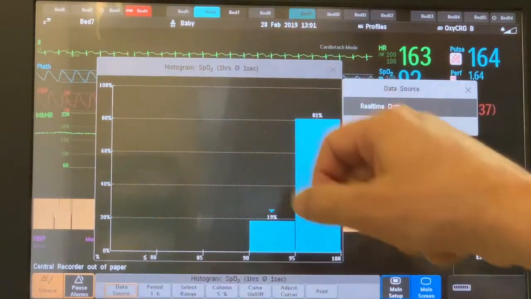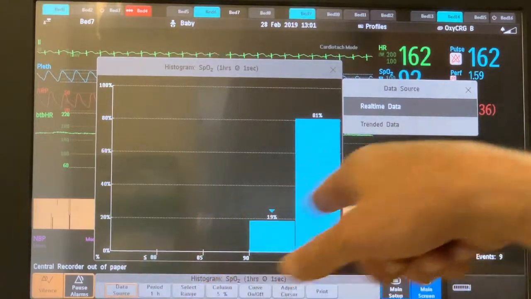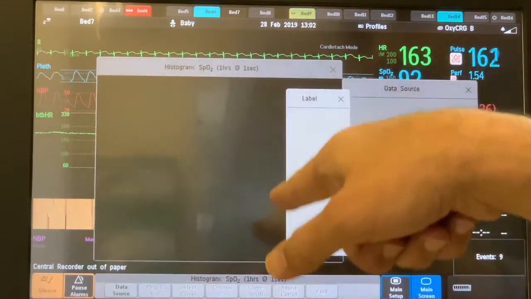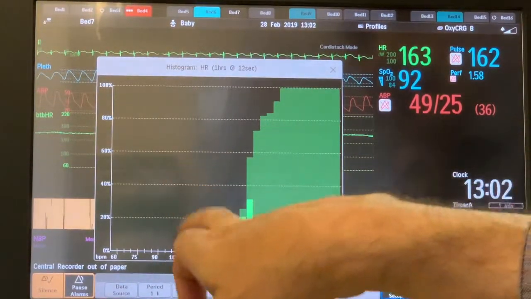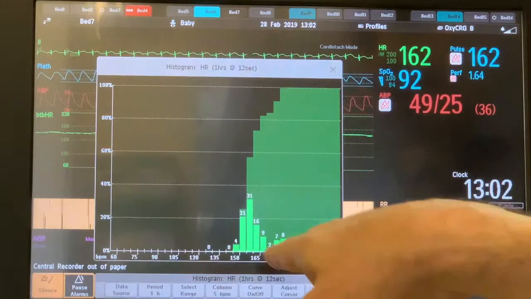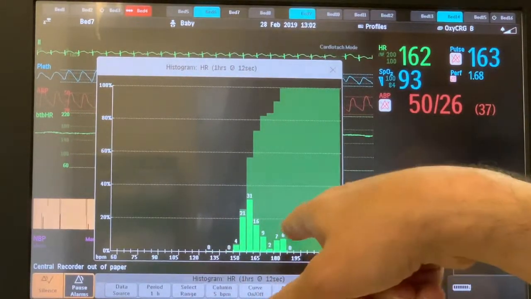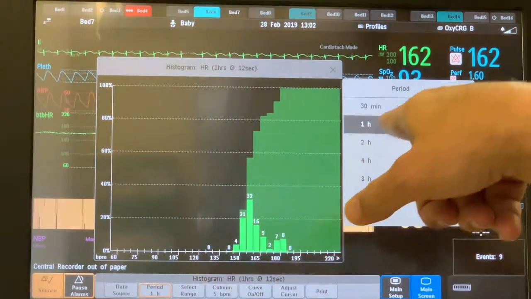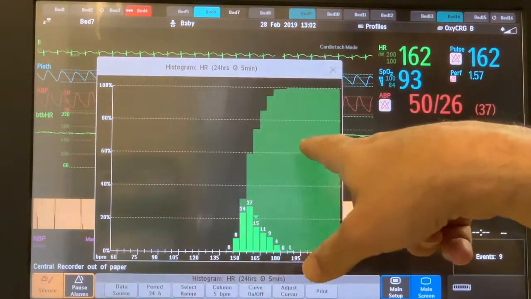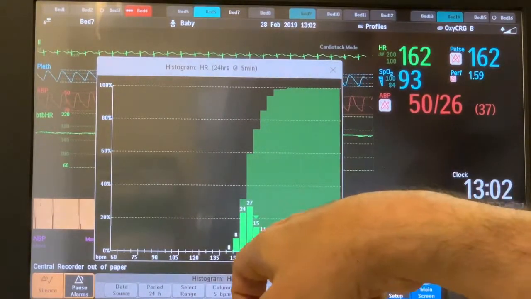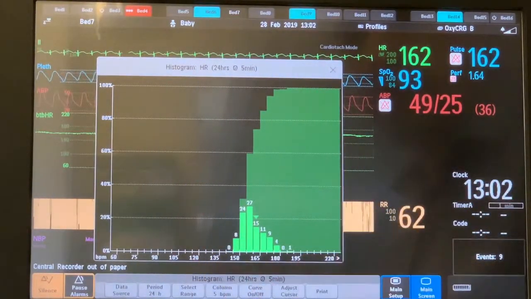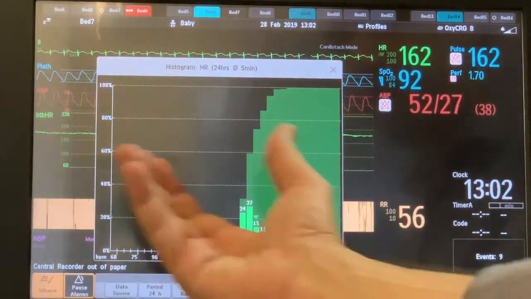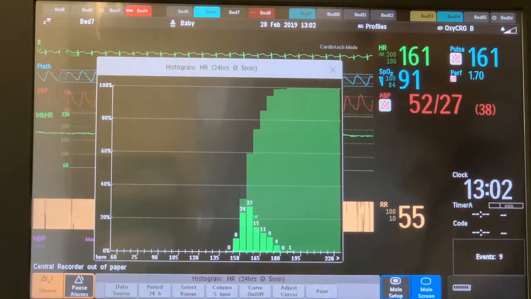You can select other histograms. So go to data source, and you have trend data. You can start with heart rate. To get the numbers, touch the screen again, and you have multiple bars, and on each bar there is a percent of time over the last 1 hour, and you can change that to be 24 hours again. So you have the histogram for heart rate for the last 24 hours, and you can get an idea if there is any shift to the left with bradycardia or shift to the right with tachycardia.